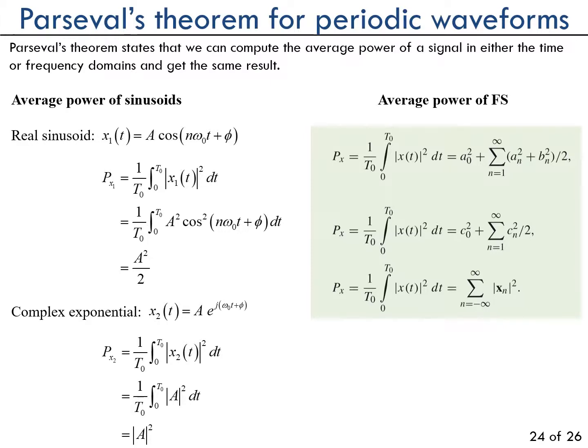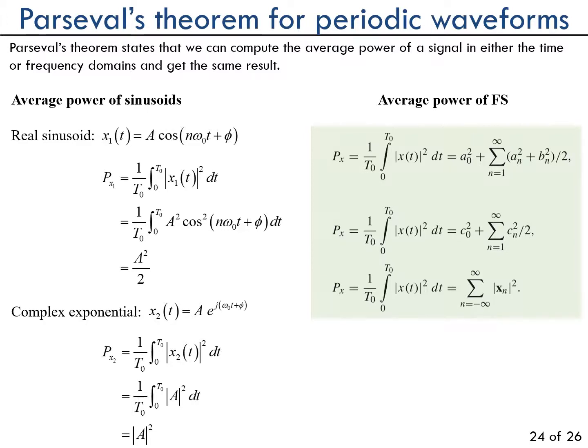It could be cosine or sine, but the average power of that signal is going to be the amplitude squared over 2. For a complex exponential, which is a complex sinusoid, real and imaginary, the power of that signal is the magnitude of A squared.